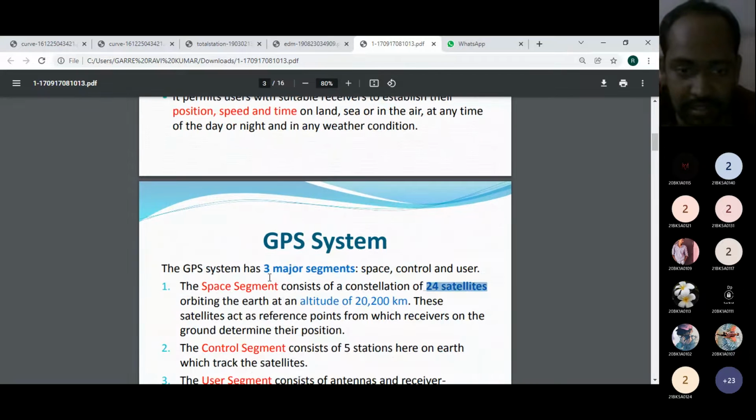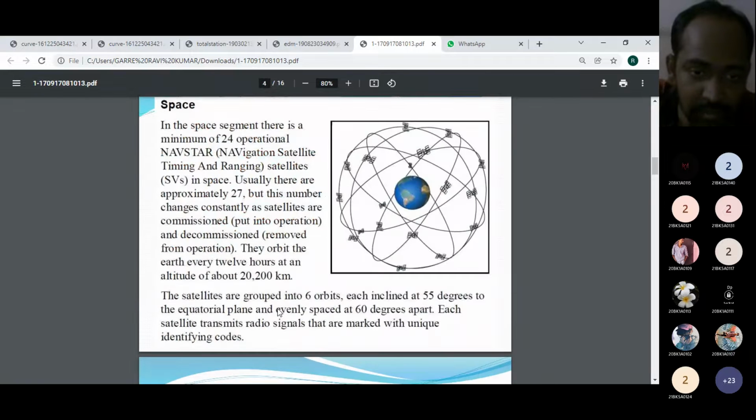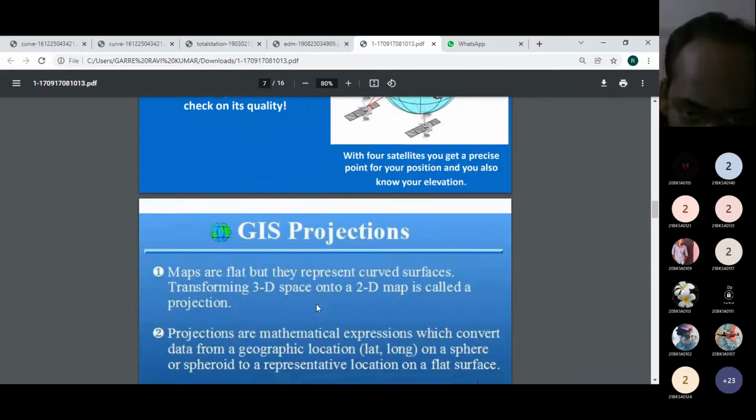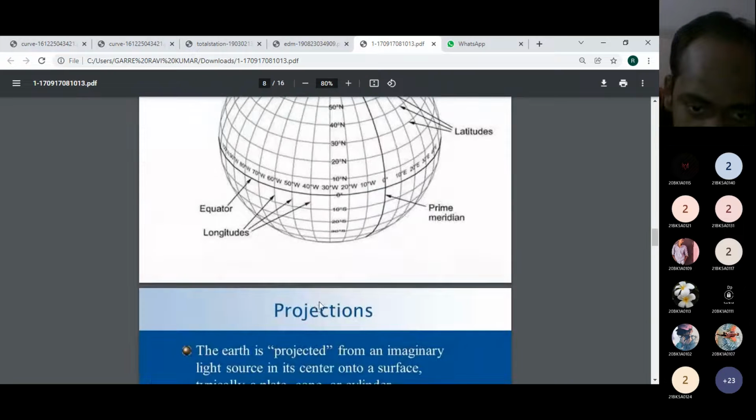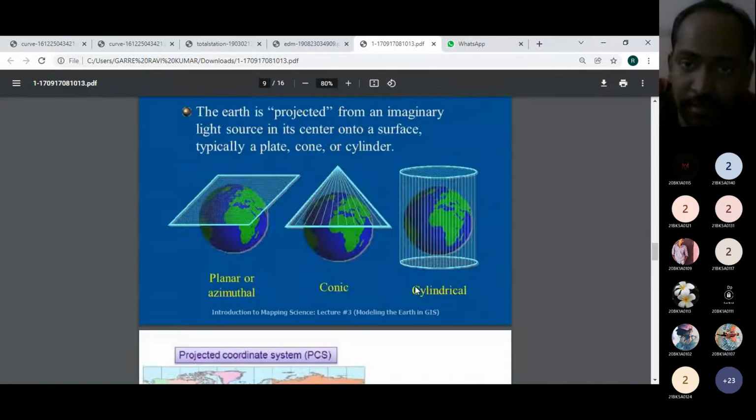The satellite will be there, the control segment will be there, and the user segment will be there. The main thing is receiving the data from the satellite, processing the data, and then distributing the data to different devices or instruments, that is, among the users. That is the major thing here. Different equipment will be used for receiving and processing the data, which is also an important thing.